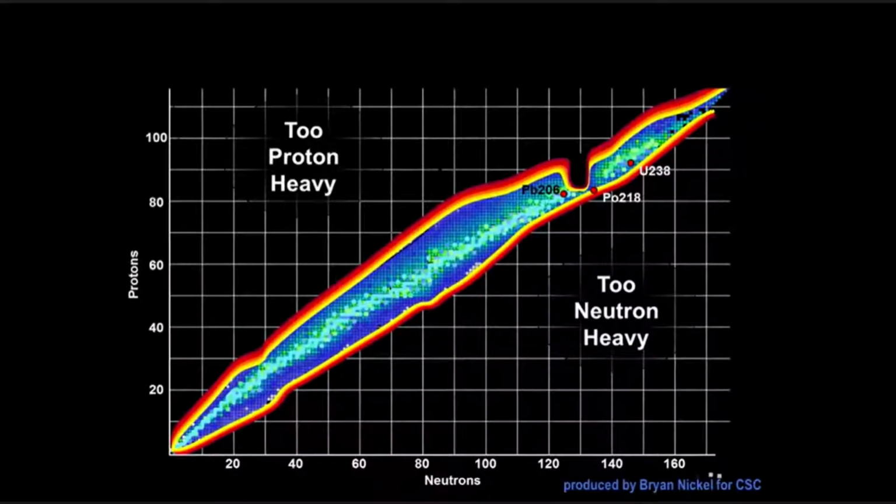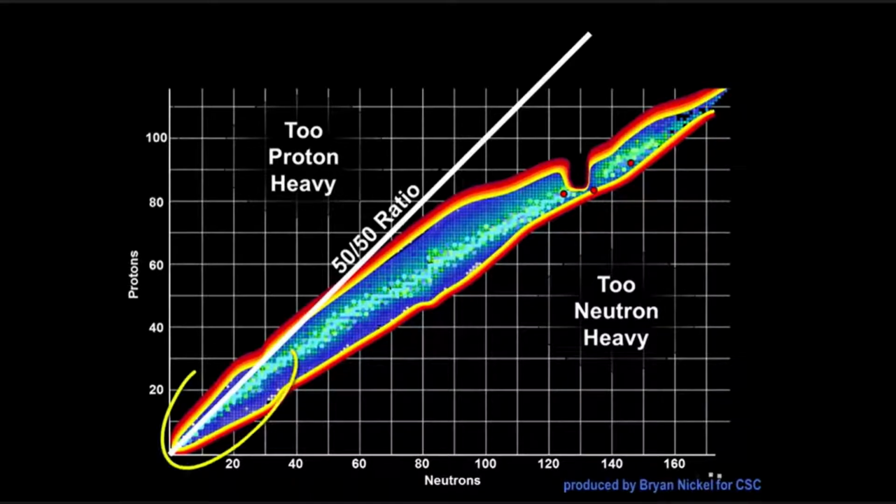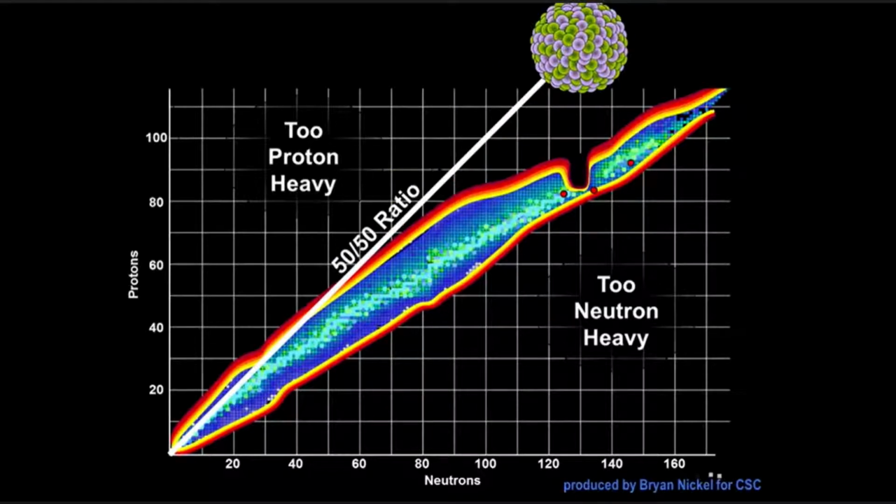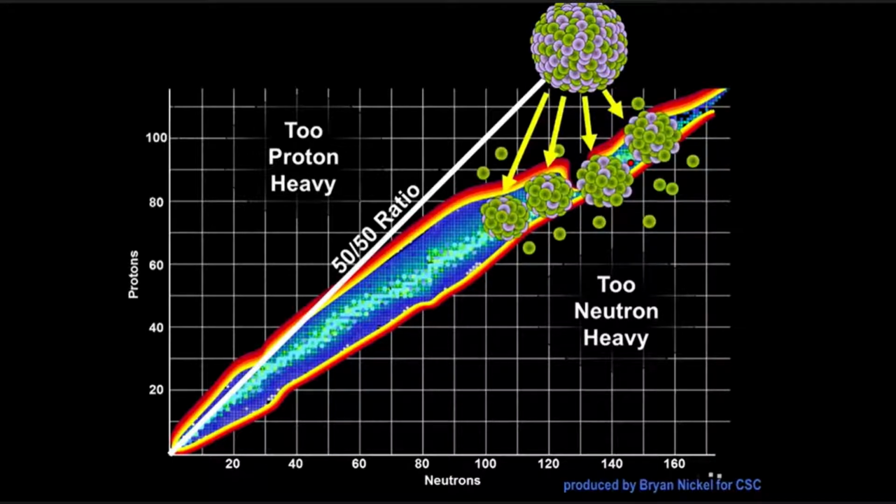Here is the 50-50 ratio line again. Remember, lighter elements have proton-to-neutron ratios near the 50-50 line. If Z-pinched together, these light elements form heavier elements with the same 50-50 ratio. They lie high on the proton-heavy side of the plateau of instability and quickly fission into many smaller fragments, some of which are still radioactive and unstable, like uranium, polonium, etc.